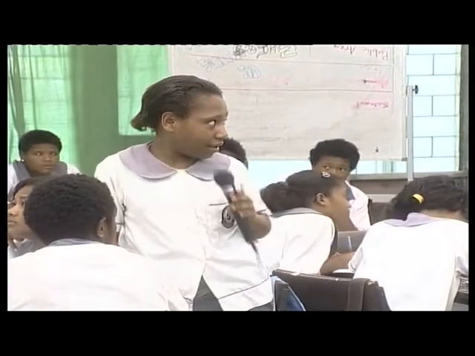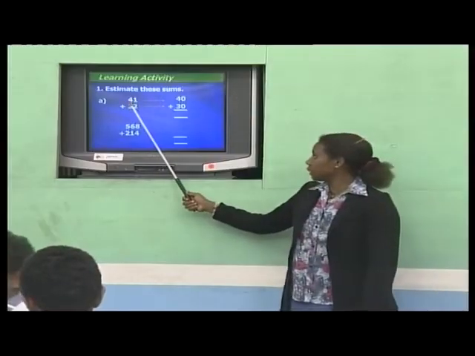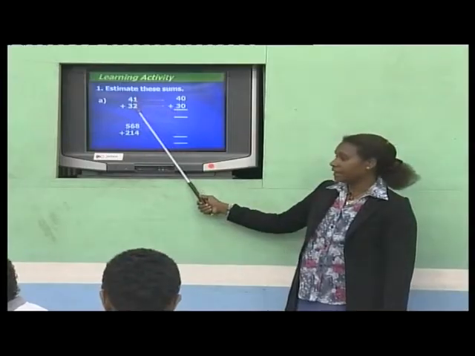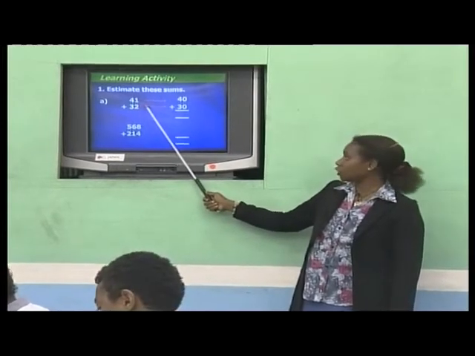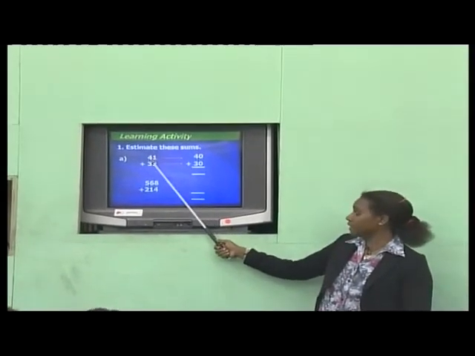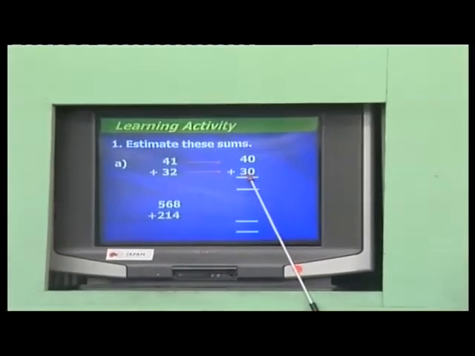Again? 30. Very good. 41 is estimated to 40. 32 is now estimated to 30. Because when you look at these two numbers here, they are both less than 5. So you cannot estimate it to the nearest whole number. It remains as 40, and this one remains as 30.